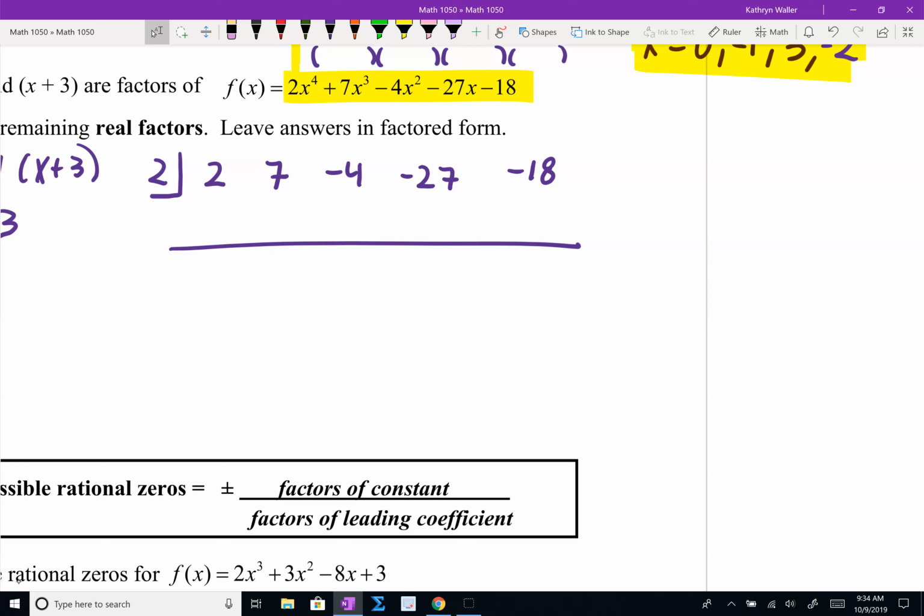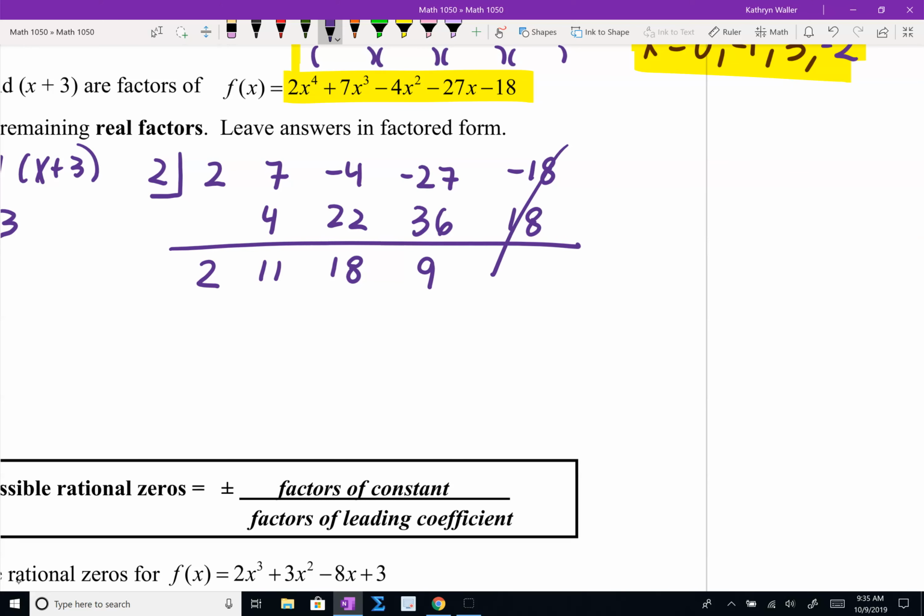So I better not get a remainder, because x equals 2 really is a solution. They told me, right? Okay, so pull your 2 down. 2 times 2 is 4. 7 plus 4 is 11. 11 times 2 is 22. A negative 4 and a positive 22 is 18. 18 times 2 is 36. A negative 27 and a positive 36 is a 9. 9 times 2 is 18.